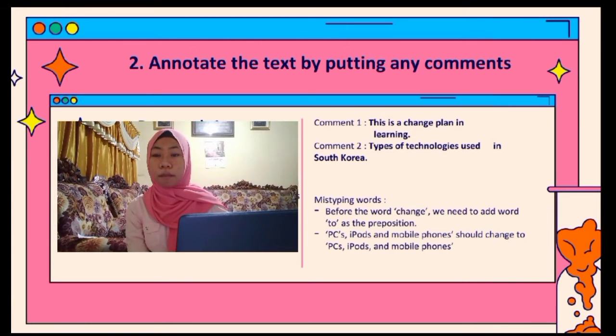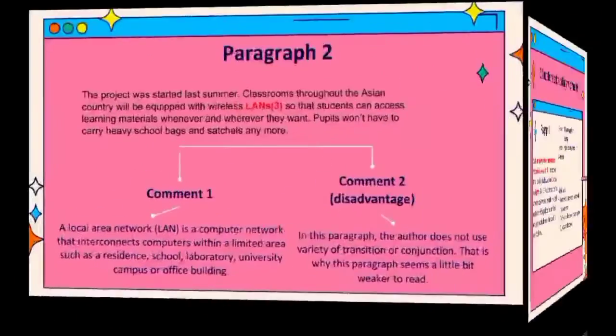And for another comment, it is about mistyping in the text. Among others, first, before the word change, we need to add the word to as the preposition. And the second, in PCs, iPods, and mobile phones, we should put a comma before the word and. So the correct sentence is PCs, comma, iPods, comma, and mobile phones.